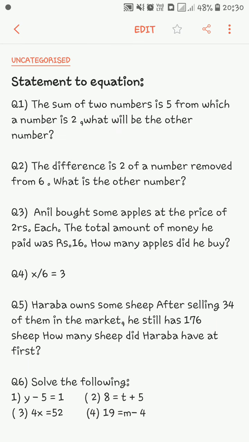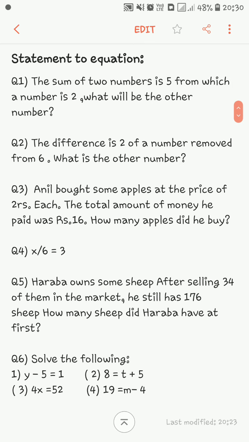Next, Haraba owns some sheep. After selling 34 of them in the market, he still has 176. How many sheep did Haraba have at first?